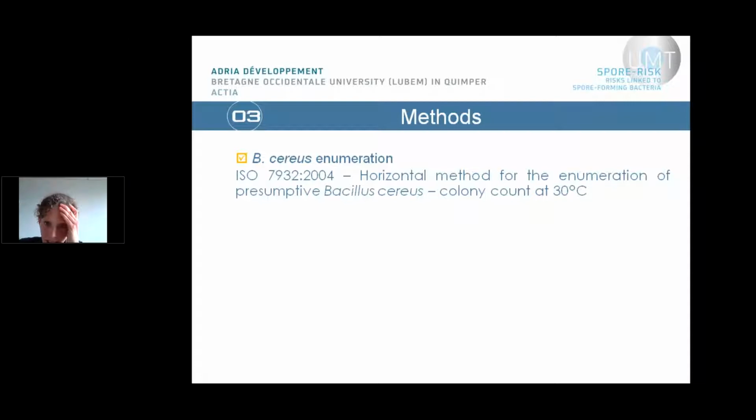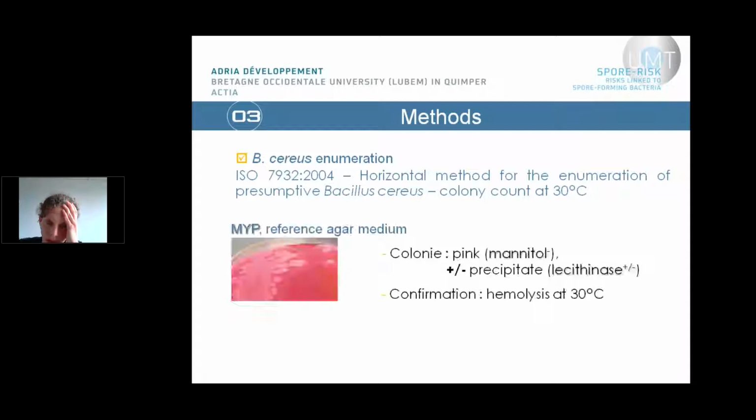pathogens. Regarding the methods, there is one ISO method regarding the enumeration of presumptive Bacillus cereus colonies at 30 degrees. MYP is the reference medium agar. The colonies appear pink because they don't have the ability to hydrolyze the mannitol. They have or do not have the precipitate, which is due to the lecithinase activity. So a food poisoning strain has this halo precipitate, but not the other. The confirmation step is performed in a second step on blood agar.